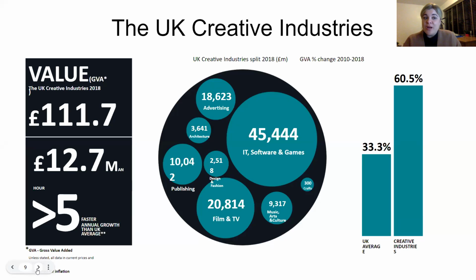Creative industries are worth £111 billion to our economy every year. So it's absolutely massive. And it works out about 12.7 million an hour. And it's growing 5 times faster than the rate of the average UK economy. So it's one of our biggest industries. We're a nation that produces ideas and research, and this is a huge part of it.